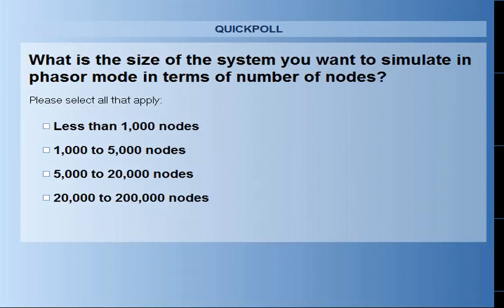And speaking of performance, this question lies within what should be the capability of the transient stability simulation tool in terms of nodes, the number of nodes that can be simulated in real time within 10 milliseconds. Under 1,000 nodes, between 1 and 5,000 nodes, 5 to 20,000, or 20 to 200,000 nodes. We'll give you a moment to address this last poll question. Thank you very much, and back to you, Fabio.